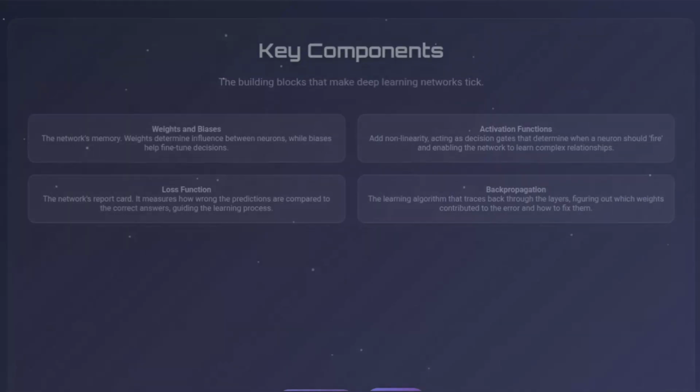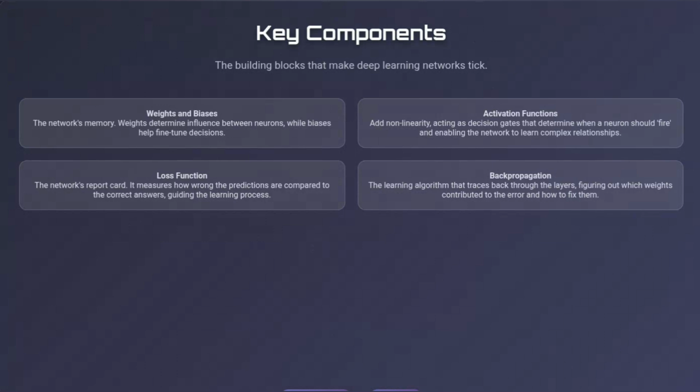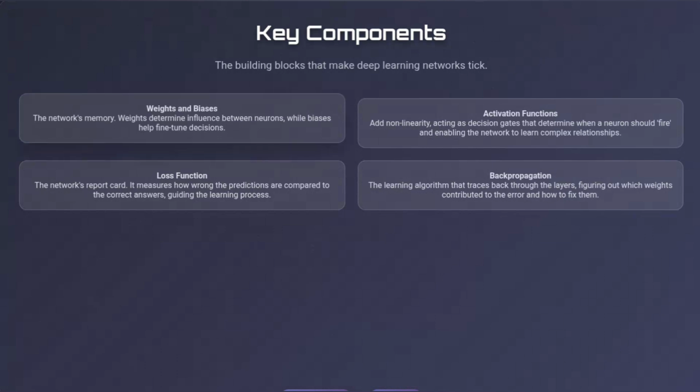Let's dive into the key components that make deep learning networks tick. Understanding these building blocks will help you grasp how these systems actually learn. First, weights and biases. These are the network's memory. Weights determine how strongly one neuron influences another, while biases help the network make better decisions. During training, these parameters are constantly adjusted. It's like tuning thousands of dials to get the perfect sound from a radio.